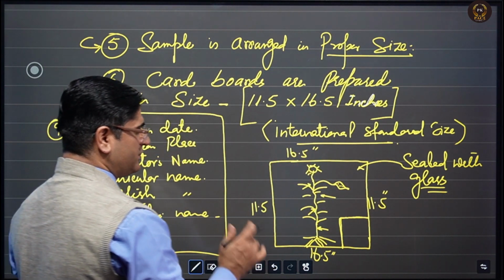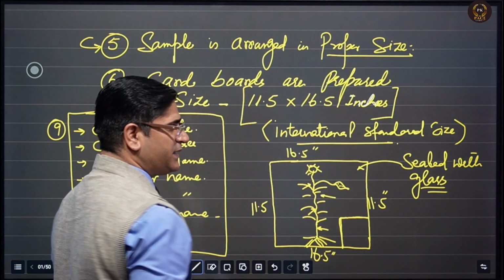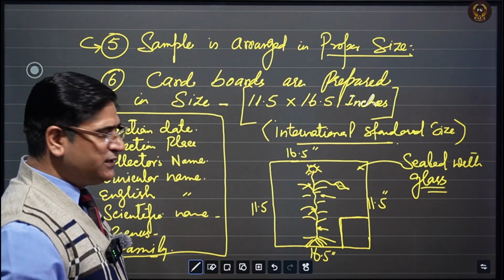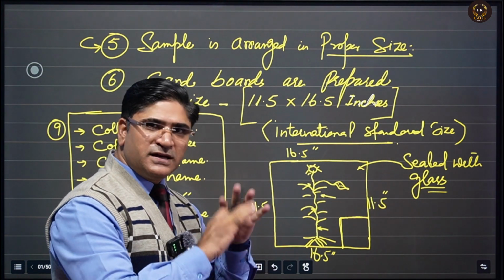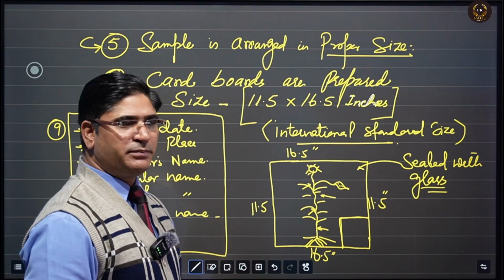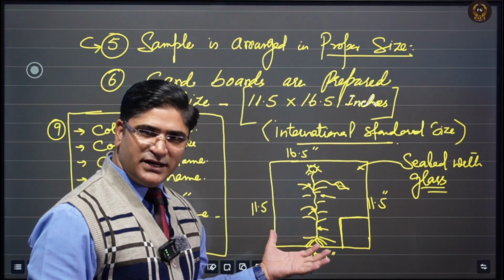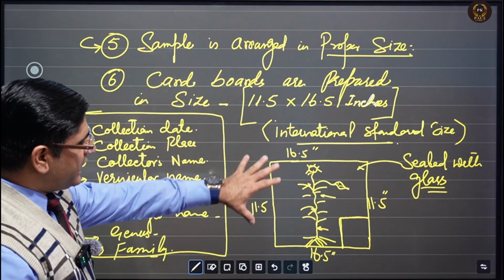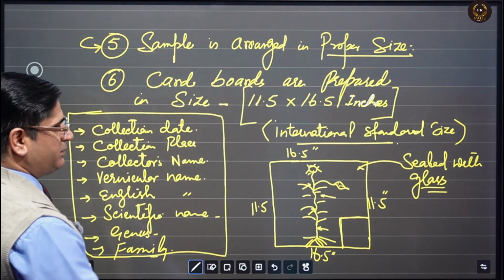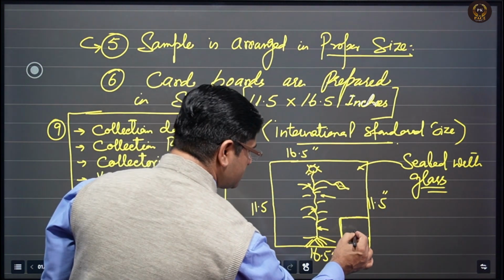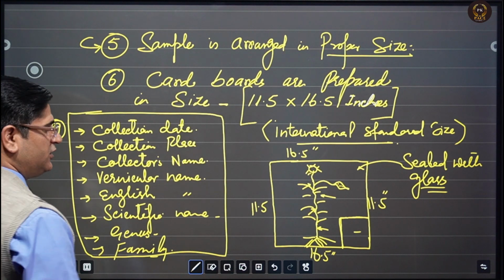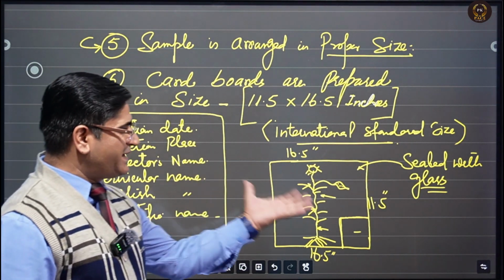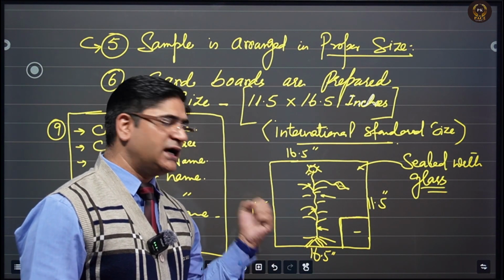Before wrapping the whole transparent glass, it is also sprayed again with a poisoning agent, because it is now going to be sealed completely for a longer period of time, so it should not get contaminated. After that, when a particular sample with its information is prepared, this is known as a herbarium. This is known as the proper specimen of that plant species.